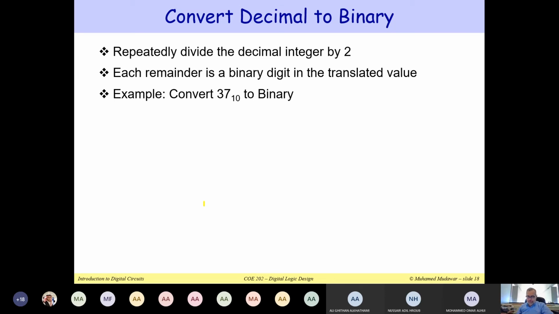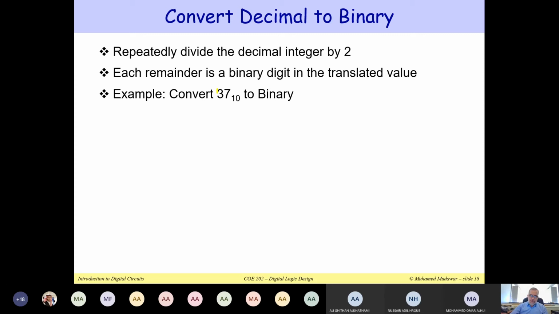Let us take a look at this example. Now, when we divide a number by 2, you get a quotient and you get a remainder. This is integer division. So what we have to do is look at the remainder. The remainder here can be either 0 or 1. When you divide a number by 2, you can only have two possible remainders, either 0 or 1. If the number is even, the remainder will be equal to 0. But if the number is odd, then the remainder will be equal to 1. Let us take a look at this example.